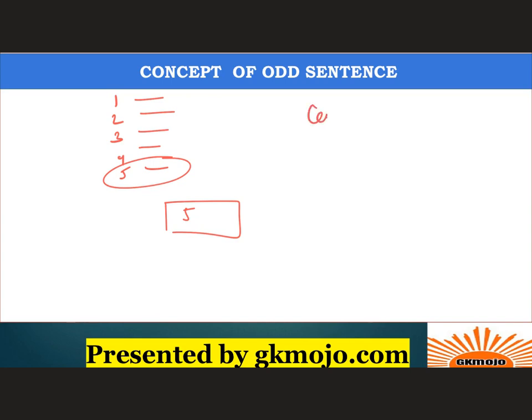Also, you have to find out a central theme. What is the central theme of the complete paragraph, and which sentence does not go with this theme? That would be your answer in 90% of the cases. So let's see some examples from previous year CAT papers.